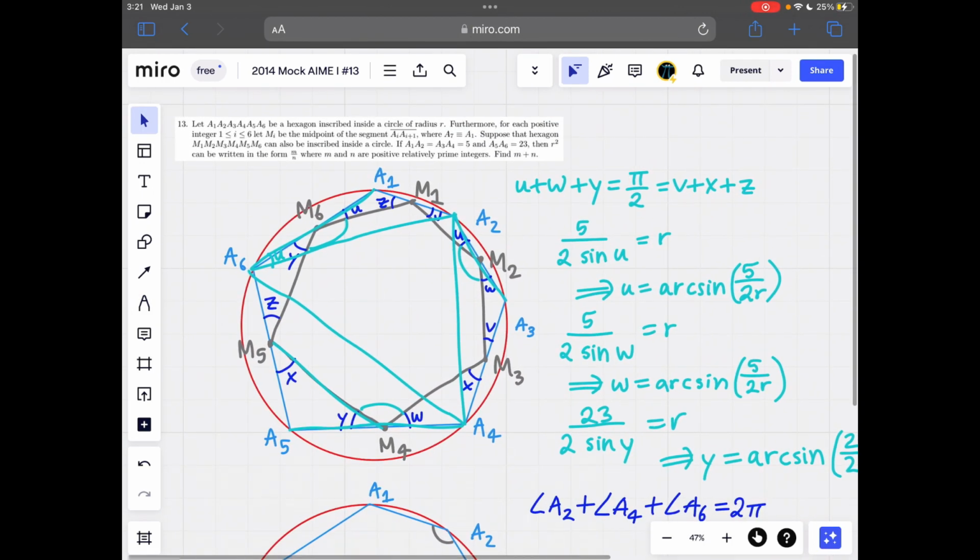And it can be written in the form m over n for relatively prime positive integers m and n. M equals 625 and n equals 4. Find m plus n. It's 629.